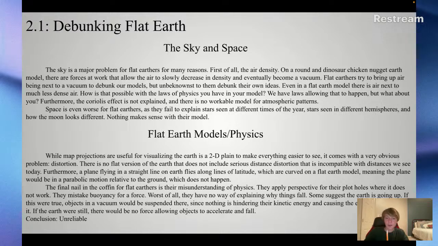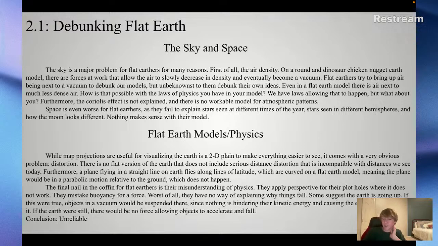Space is even worse for flat earthers, as they fail to explain stars seen at different times of the year, stars seen in different hemispheres, and how the moon looks different. Nothing makes sense with their model. Flat Earth models and physics. While map projections are useful for visualizing the Earth in a 2D plane to make everything easier to see, it comes with a very obvious problem: distortion.